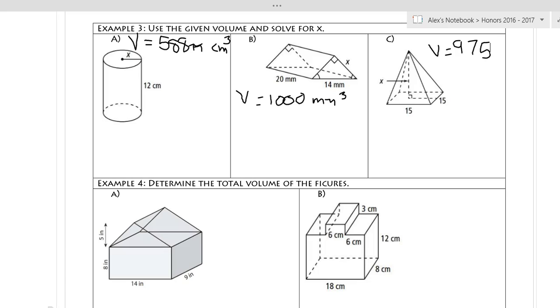A, it's 588 pi centimeters cubed. B is 1,000 millimeters cubed, and C is 975, and there's no unit on that, so units cubed, I guess, would be our unit there. Units cubed, and that's just a U for a unit.